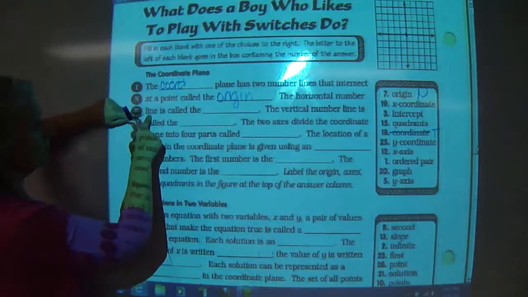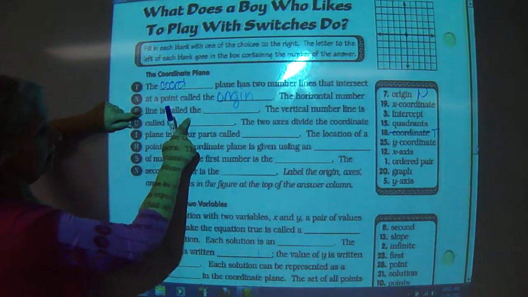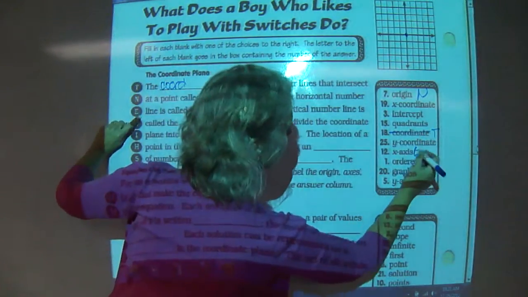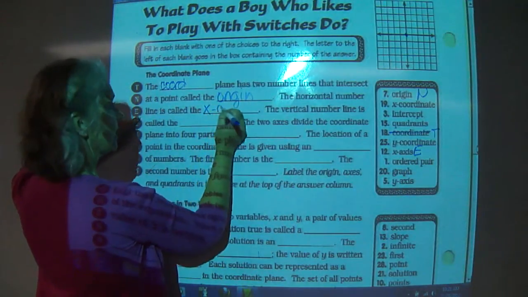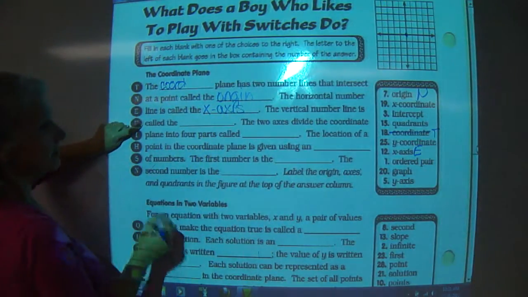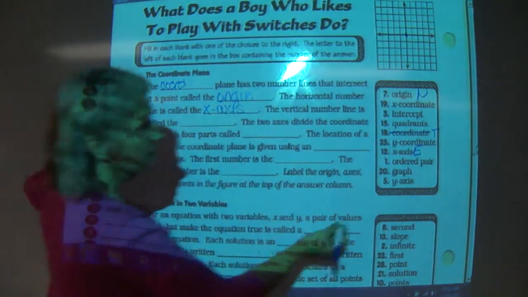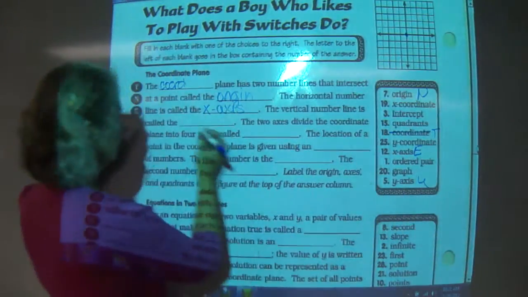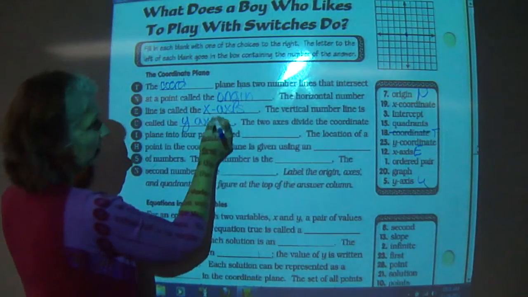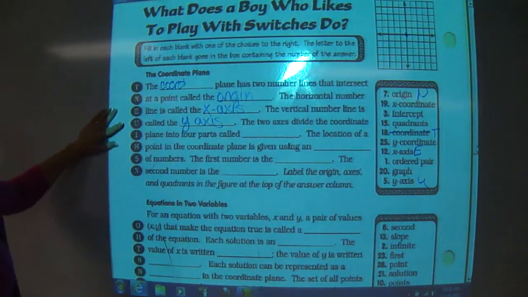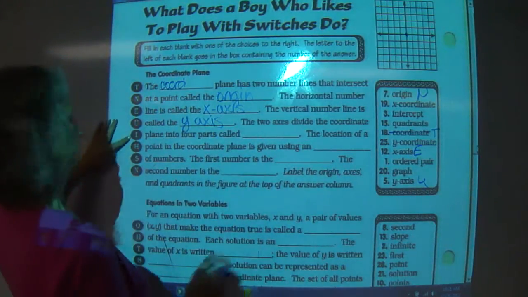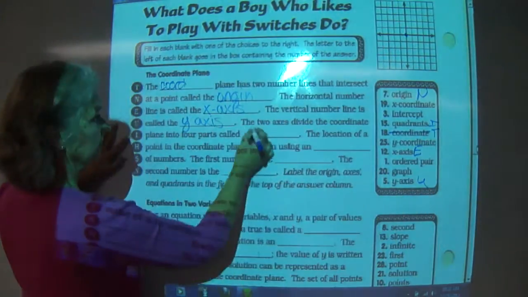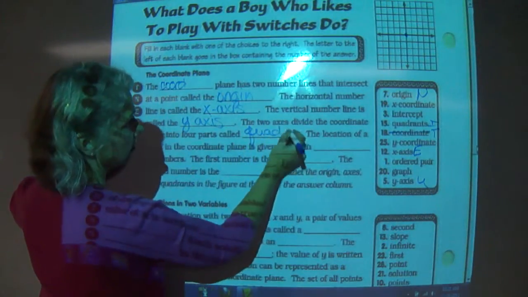The horizontal number line is called the x-axis. That's the letter E. The vertical number line is called the y-axis, and that is U. The two axes, A-X-E-S, divide the coordinate plane into four parts called quadrants. Good. Quads. We had to fix them.